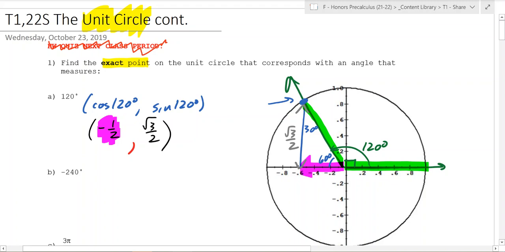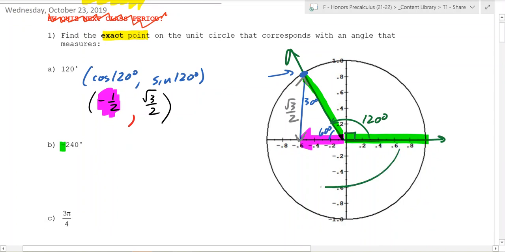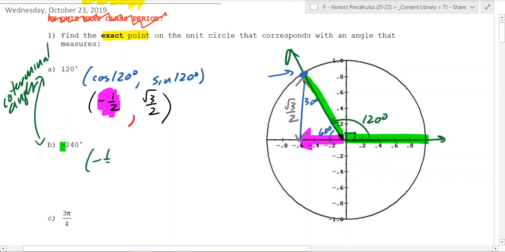Now when you do negative 240, the negative there means you go in the opposite direction. So you're going to go 240 degrees this way. If you go 240 degrees clockwise, you actually end up at the same angle measure right there. This is called coterminal angles. They end in the same place. So you end up with the same values, negative 1/2, root 3 over 2.